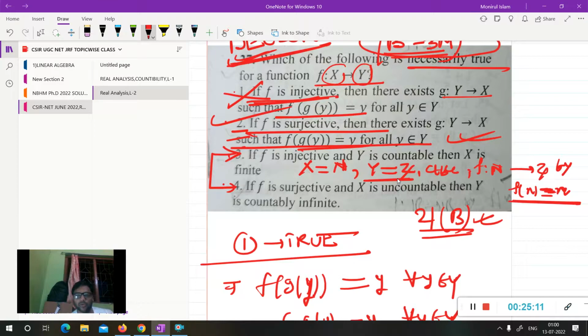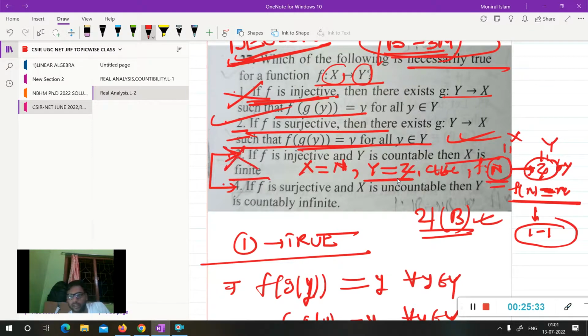No one needs to check its ontoness, because f from N to Z by f of n equals n is clearly injective. This is an injective map, and Y is Z, which is countable, and X is N. Then according to the question, X is finite, but X is the set of natural numbers, so it is infinite, so it is not correct. This is the counterexample for option 3. Now can you give a counterexample for option 4? It says if f is surjective and X is uncountable, then Y is uncountable, infinite. Okay, choose the mapping this.